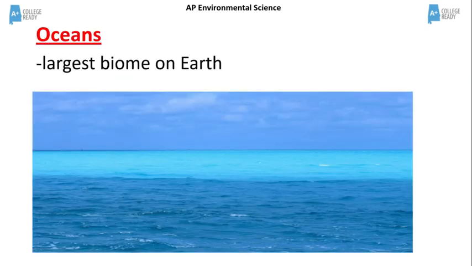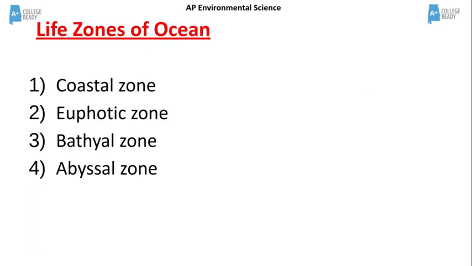The third kind of marine ecosystem is the largest biome on Earth, the oceans. The ocean can be divided into life zones with unique characteristics. The life zones are the coastal zone, the euphotic zone, the bathyal zone, and the abyssal zone.